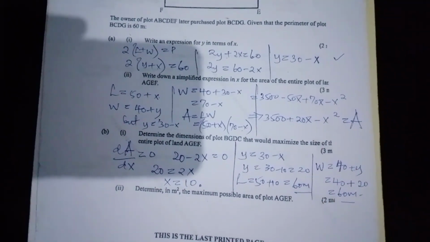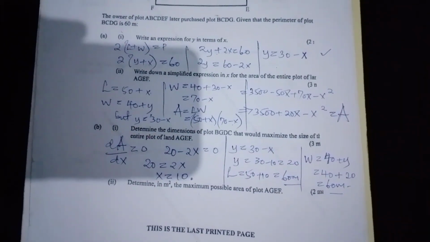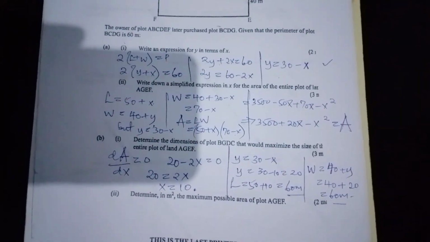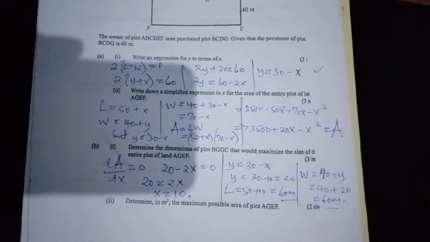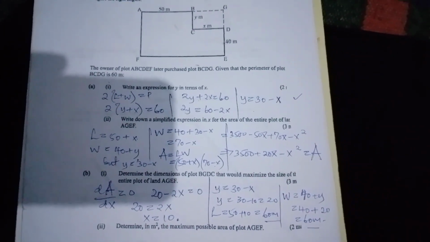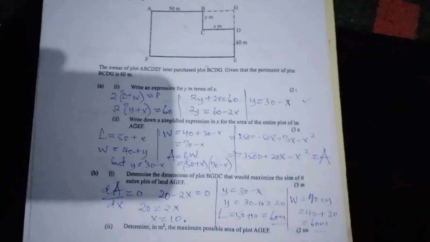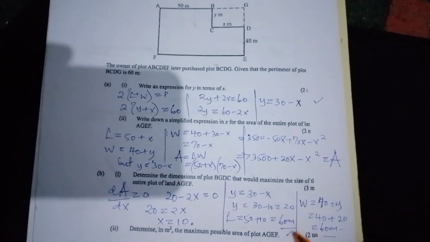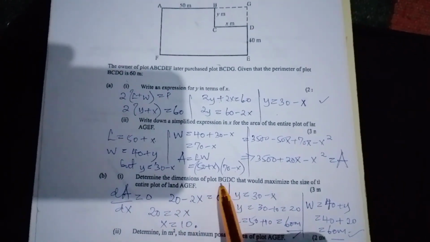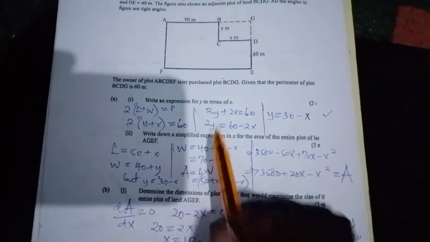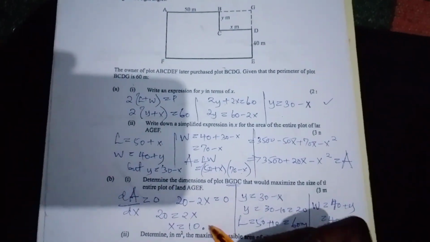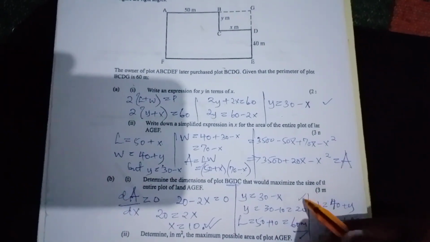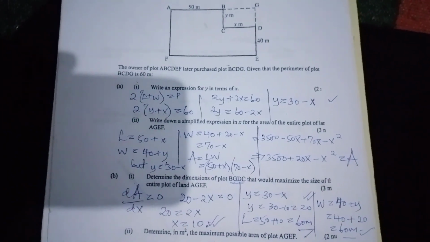So for maximum size, we have 60 by 60 for the entire plot. But for BGDC, that one is 10 by 20.